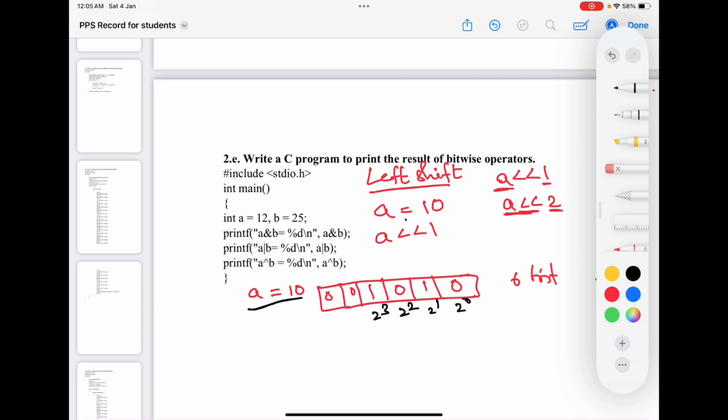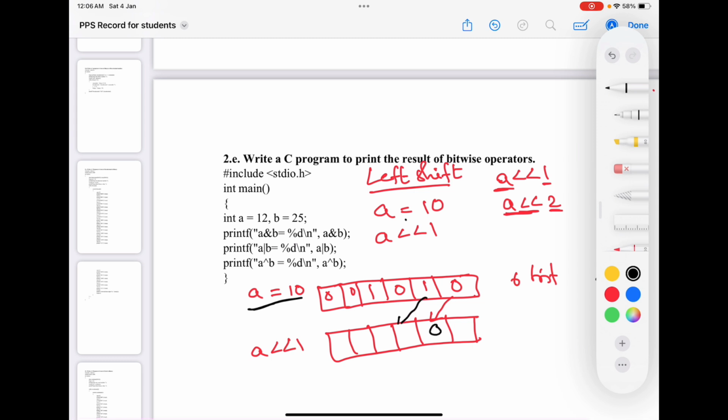Now let's see how the left shift operation is performed. Now A left shift by 1. Take the same bit stream of 5. Now let's see how it will be: these bits will move towards the left side by 1. That means 0 will be here. This 1 shifts to this cell. It will be 1. This is 0. And this 1 will be here. This 0 will be here. Fine.